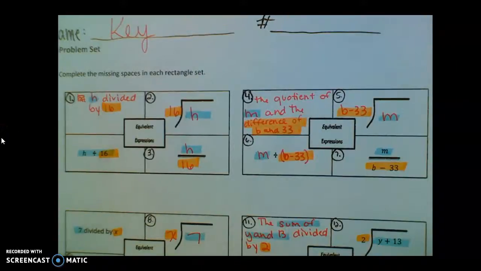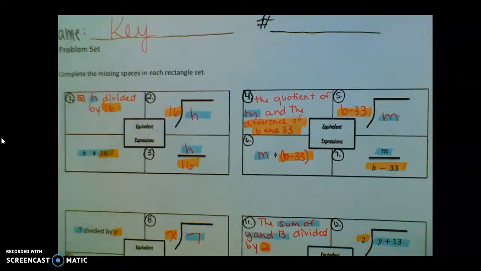Today we are going to be grading lesson 14, problem set. Each of these squares is going to be worth 1 point. For the word choice here, h divided by 16, or you could have said the quotient of h and 16. There are some other possibilities you could have said as well. Hopefully you had h mentioned first and then 16.